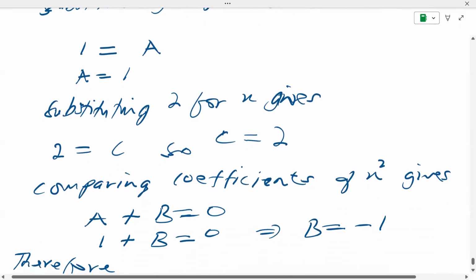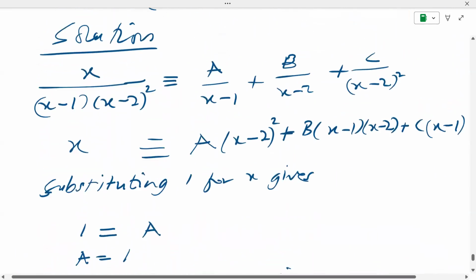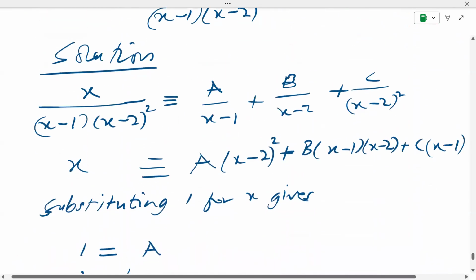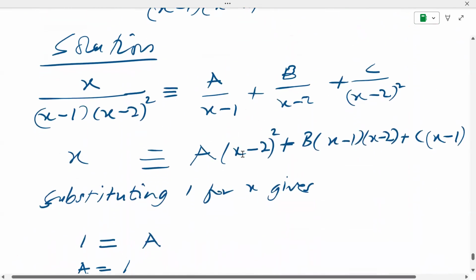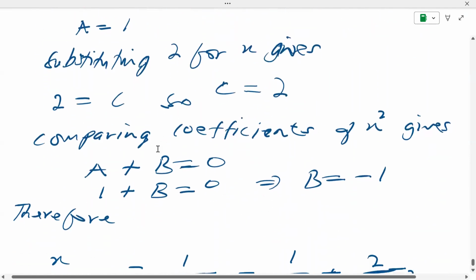Great. Now let's compare coefficients. So comparing coefficients of x squared, we have a plus b, when we come here and compare coefficients, we have the whole of this. So a, because of the square, we shall get ax squared. Then here we shall get bx squared. And then there's no coefficient of x squared here. So a plus b will be equal to 0.